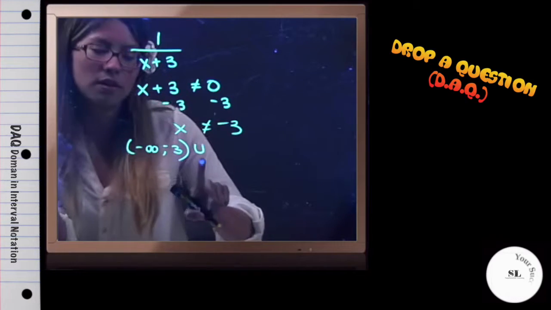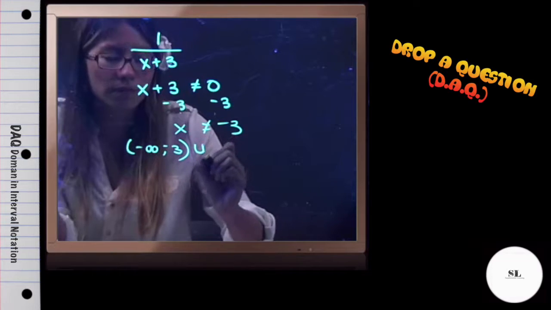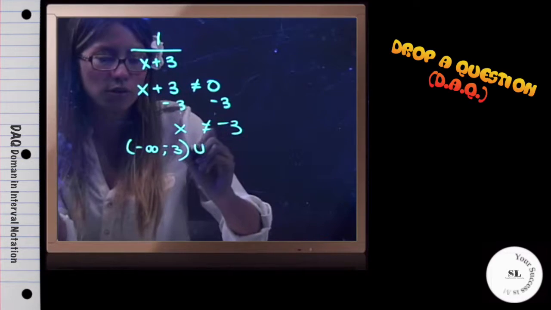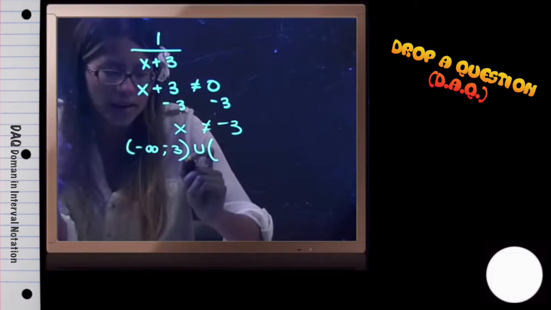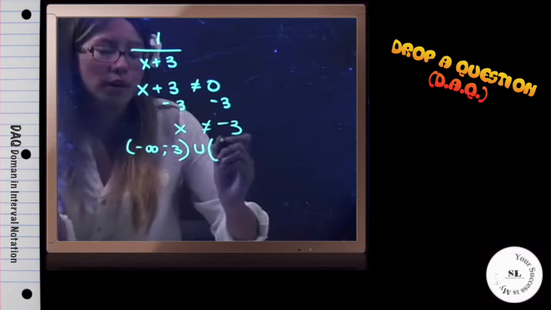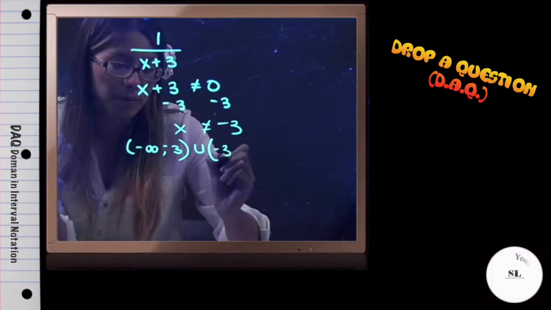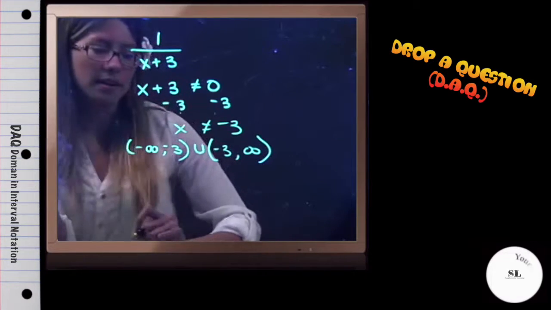The union is simply like if we're listing more than one interval, instead of a comma, we just use a U, and that signifies union. It's just telling the reader that we have more than one interval. And we pick it up again from negative 3 up to infinity.